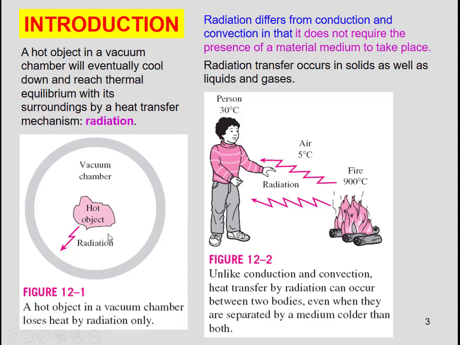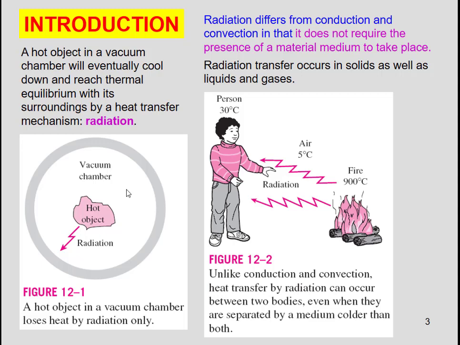Or, in a better example, a hot object in a vacuum chamber will lose heat by radiation only. In other words, when we have a hot object in this vacuum chamber, we don't have any conduction or convection heat transfer from that hot object to the surroundings, because we don't have any medium around it, any fluid for convection, or any medium for conduction. So all of the heat loss from that body to the surroundings is due to radiation heat transfer.